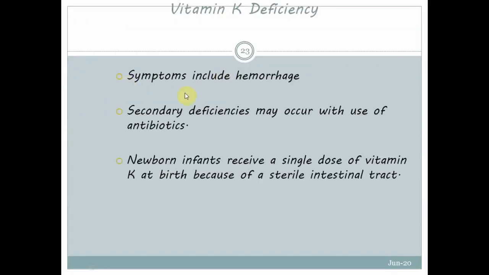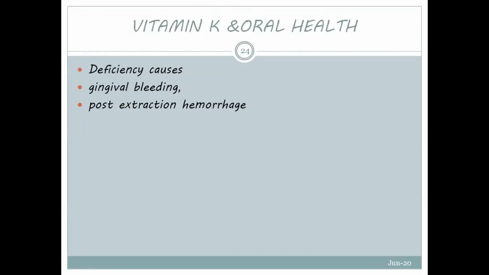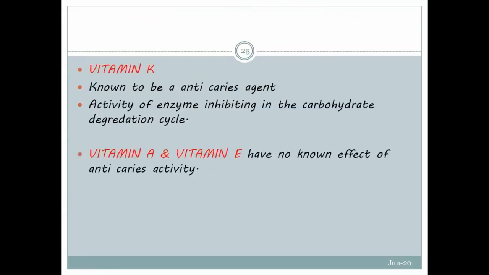So vitamin K, which helps with coagulation, if deficiency is there, there will be hemorrhage. Secondary deficiency also occurs with antibiotics. Newborn infants receive a single dose of vitamin K at birth because of the sterile intestinal tract. So gingival bleeding and post-extraction hemorrhages are the problems associated with vitamin K.